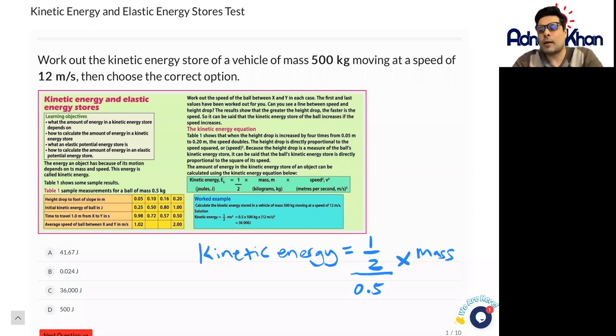It could be in kilograms or grams or anything bigger, in tons, multiplied by speed, and then we square it at the end. So in other words, half times mass, which is the weight, multiplied by speed squared. This is the formula for calculating kinetic energy.